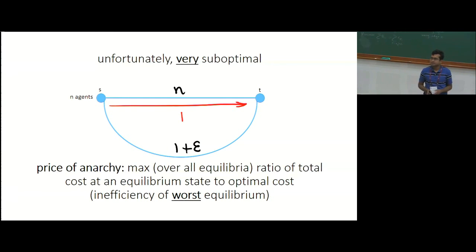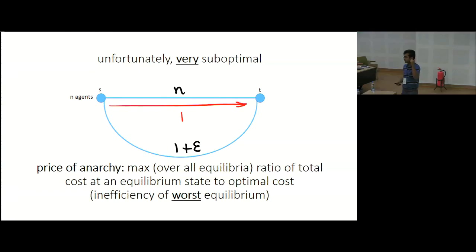Other questions? Okay, so just to reiterate, it's worst case over two things: worst case over the choice of the instance, and worst case over the set of equilibria that that instance has. So the worst case equilibrium, or the price of anarchy gap, is actually n here.